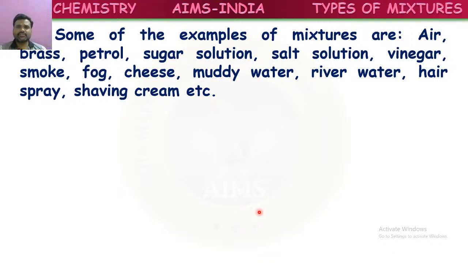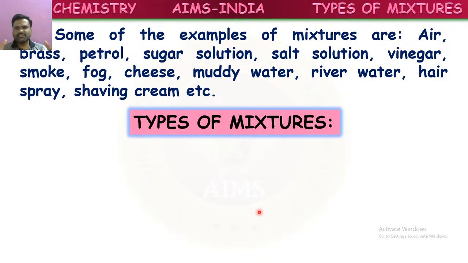And sugar solution, this we frequently watch at home. It is a mixture of sugar and water. Salt solution is also a mixture. Vinegar, this we frequently use in food items. Vinegar is a mixture of water and acetic acid. A solution of acetic acid is commonly taken as vinegar. And smoke contains some dust particles and some gases in it. Fog, cheese, muddy water, river water, hair sprays, shaving creams, these are all things which we see in our daily life regularly. These all come under mixtures.